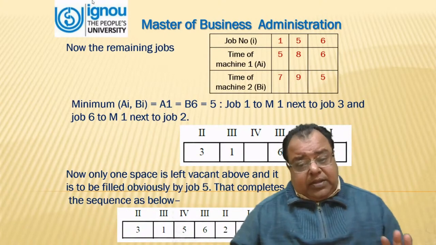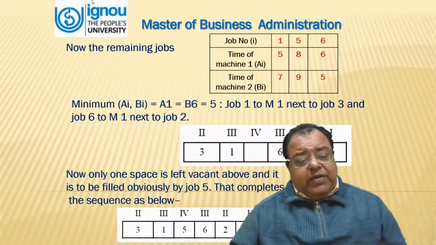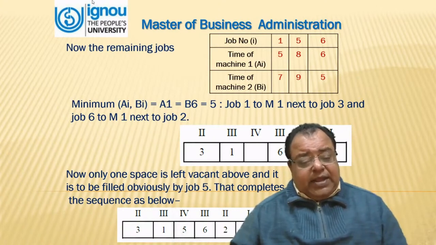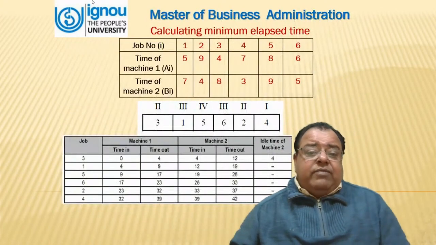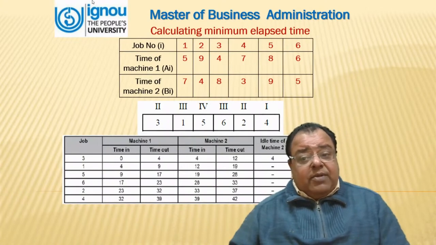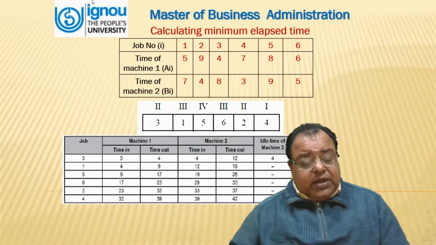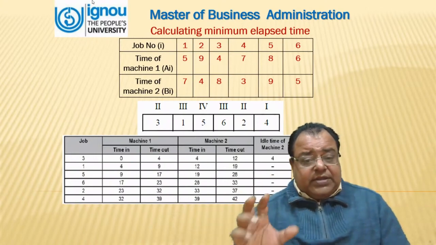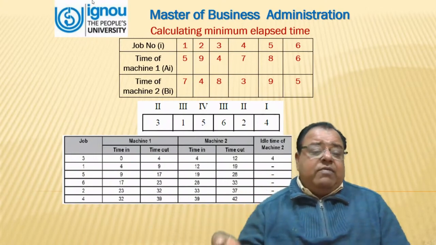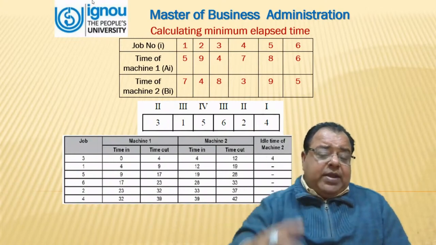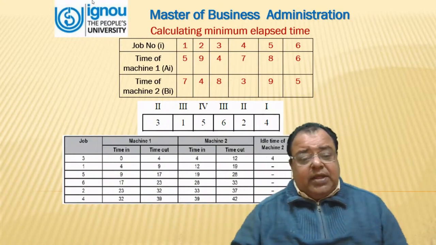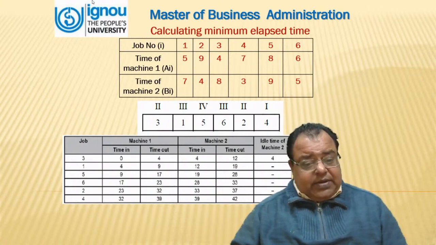After performing the various allocation steps, we find that the complete sequence of operations is 3 1 5 6 2 4. Now we have to calculate the minimum elapsed time. This is the problem that was originally given to us, and in the center we can see the actual sequence. Now we will be clubbing these two pieces of information to calculate the idle time of the machine.